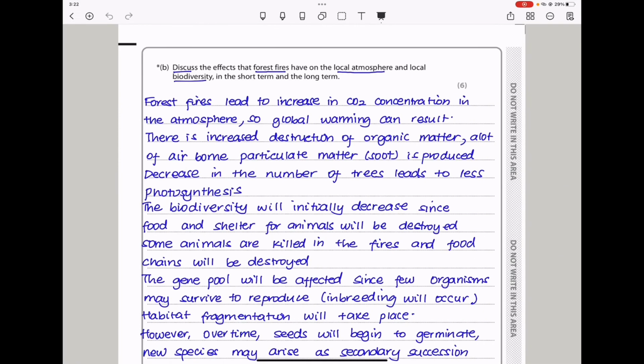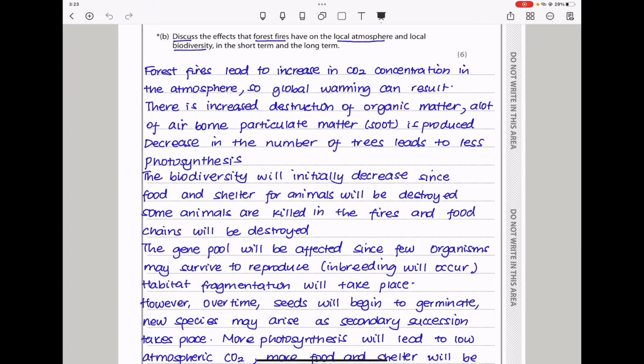Moving on. In part B, discuss the effects that forest fires have on the local atmosphere and local biodiversity in the short term and in the long term. So we have short term and long term. Forest fires are going to increase the concentration of carbon dioxide in the atmosphere, so global warming could result. There is going to be an increase in the destruction of organic matter, and a lot of airborne particulate matter, which is soot, is going to be produced.